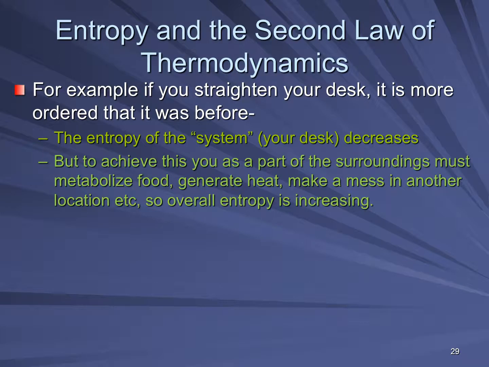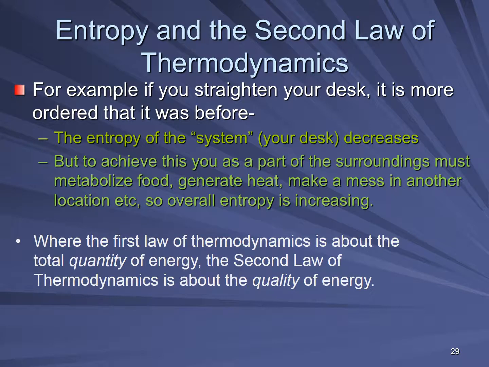So for example, if you straighten your desk, it's more ordered than it was before, right? So the entropy of the system decreases because it's more ordered. But to achieve this, you move a lot of other things. You might make a mess in another location. Just the fact that your body is metabolizing food, putting off energy, moving around, again, is putting off heat. Overall, entropy is increasing for the whole system plus surroundings.